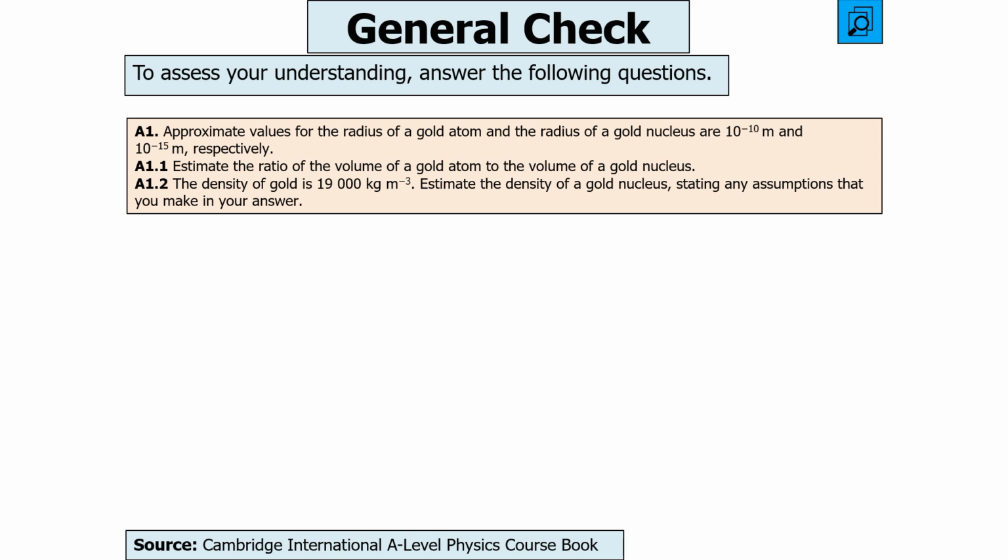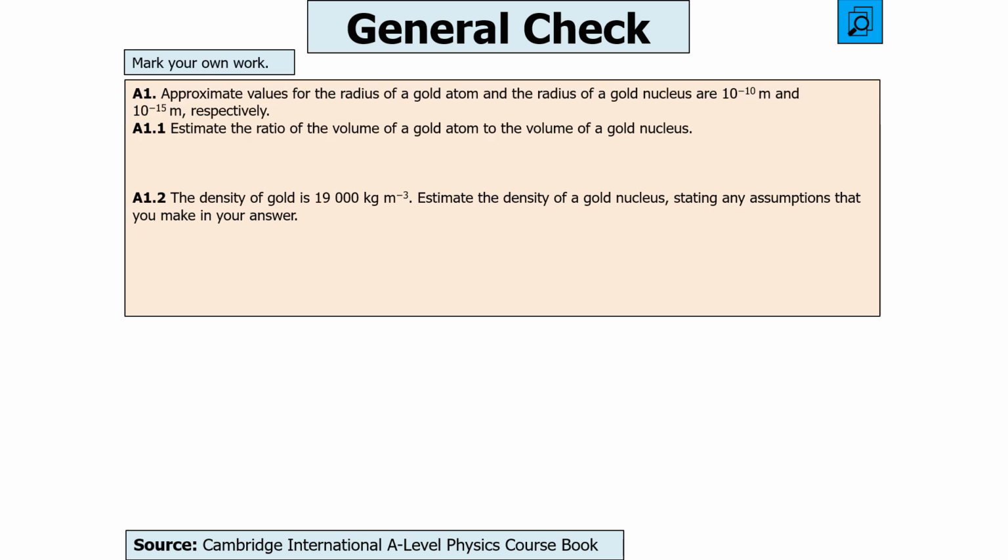Now the next question says approximate values for the radius of a gold atom and the radius of a gold nucleus are 10 to the minus 10 meters and 10 to the minus 15 meters respectively. Estimate the ratio of the volume of a gold atom to the volume of a gold nucleus. And then the density of gold is 19,000 kilograms per meter cubed. Estimate the density of a gold nucleus and state any assumptions that you make in your answer. So let's have a go, see if we can work it through. So pause the video now, then unpause the video when you want to go through your answer.